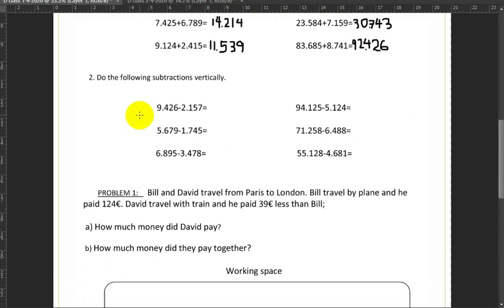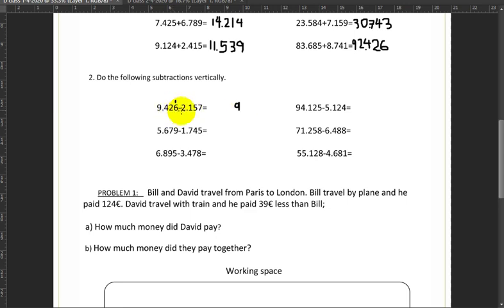Next up, we have subtractions. Now, subtractions are a little bit harder to do vertically, but horizontally, we are going to attempt it. So I'm going to borrow here because I can't do 6 take away 7. So I'm going to do 16 take away 7, which makes 9.